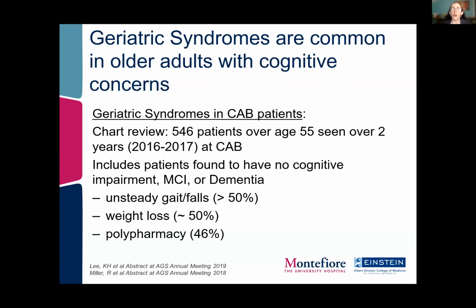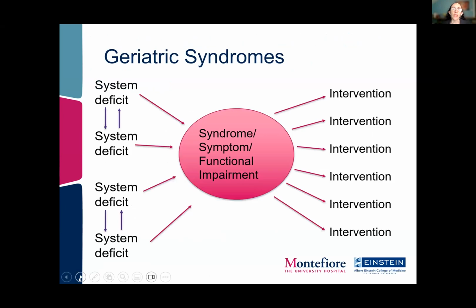So we know that they're really prevalent. They're there. And if we're not looking for them, we're missing them among this population of older adults with cognitive concerns. And I made my own graphic here for geriatric syndromes to illustrate a little bit about how I think about it and how I teach about it.